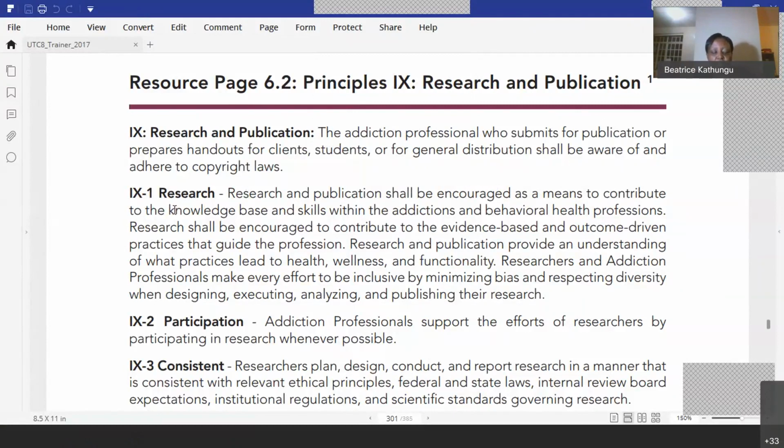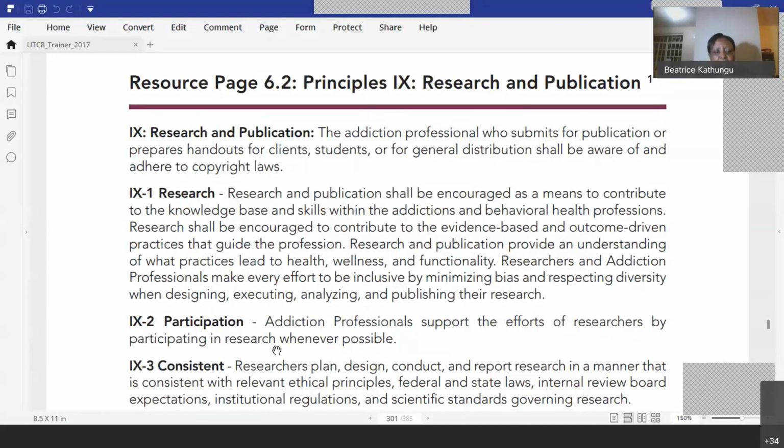The first standard focuses specifically on research, and it says that research and publication are encouraged as a way to contribute to the knowledge base and skills. I find this very important for us, especially as we go towards implementing this evidence-based curriculum in our institutions. One of the things we want to begin to think about is how we are going to evaluate these programs that we establish through research, and also disseminate our findings and our experiences from our different contexts. So standard number 1 is really encouraging us to contribute to the knowledge base.